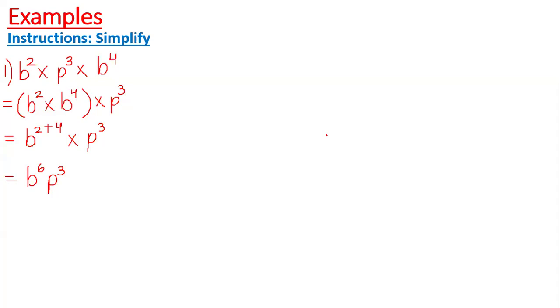Go ahead, Antoine. Is there any way we could simplify this more? That's a very good question. You just said there's two different variables, we cannot put them together. Is there any way we could simplify this further? If you think we could simplify it further, put yes. If you think we cannot, put no in the chat.